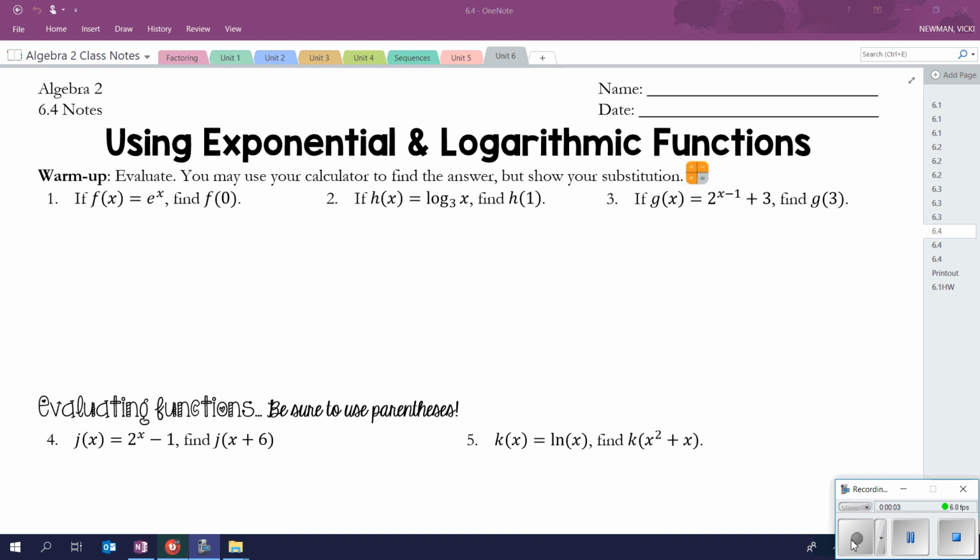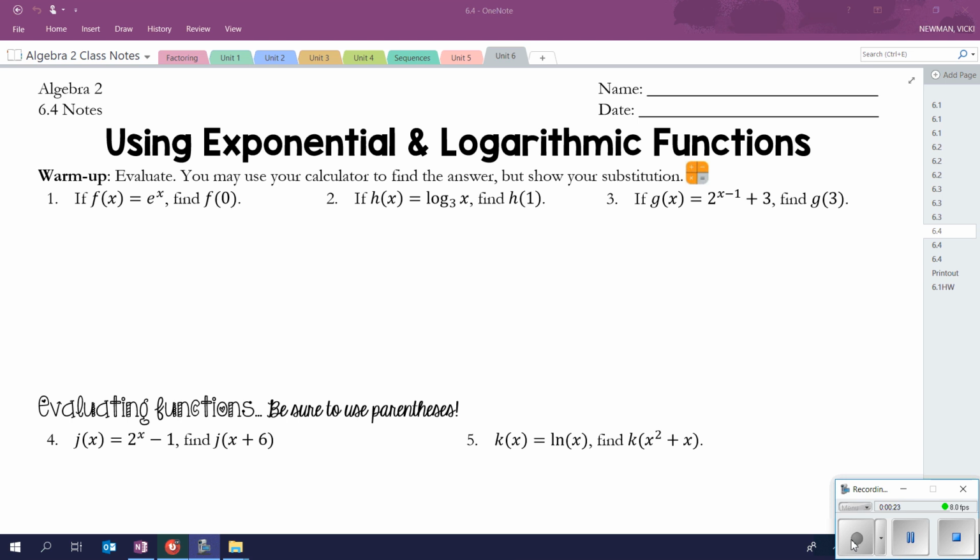Okay, so using exponential and log functions, we've looked at some graphs and we've done some evaluating. Now we need to talk about some equations that we will see moving forward. But we're going to start with just evaluating. I feel like we haven't done any evaluation in a long time, and I want you to get used to the buttons on the calculator.